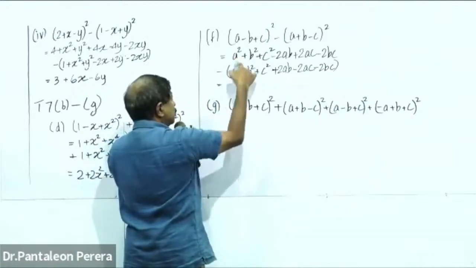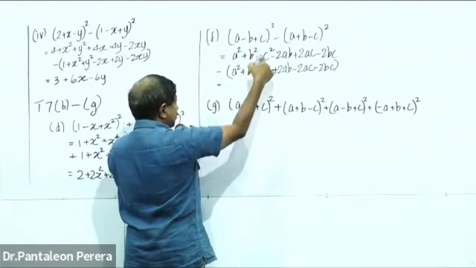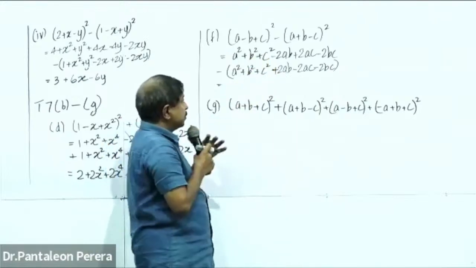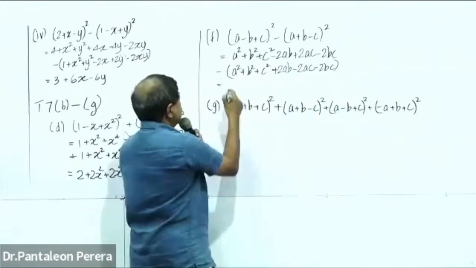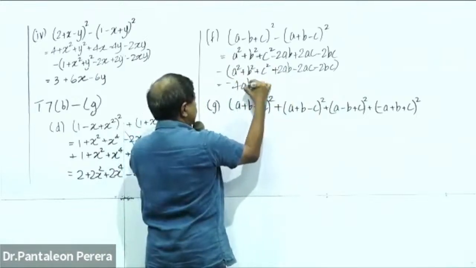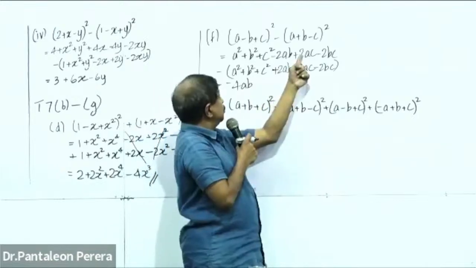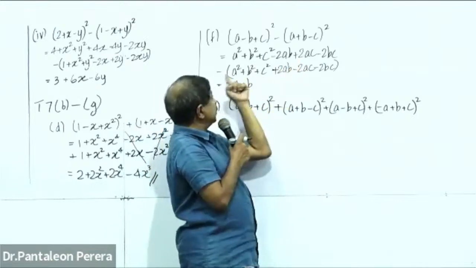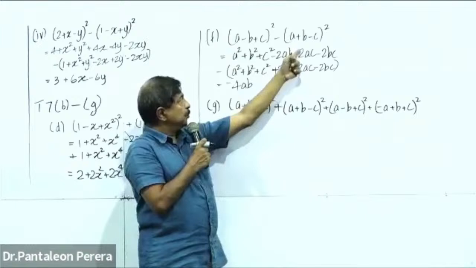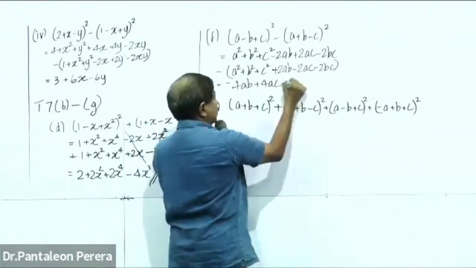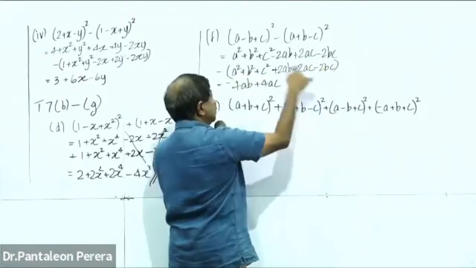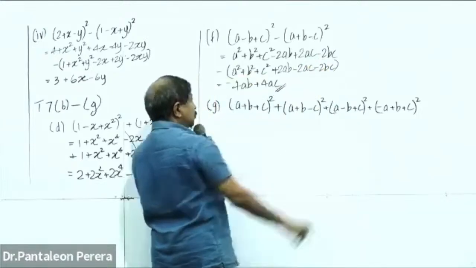A squared minus A squared will go, B squared minus B squared go away, C squared minus C squared. Here, minus 2AB minus 2AB. So it is minus 4AB. 2AC, this negative sign will make it positive. 2AC plus 2AC, 4AC. Here, minus 2BC plus 2BC. Those two will go away.